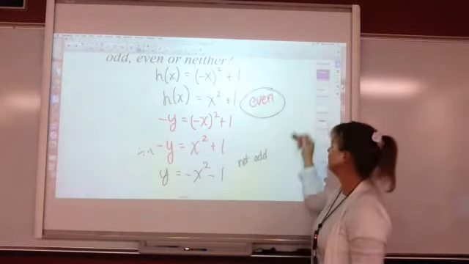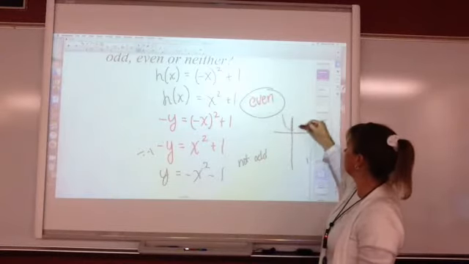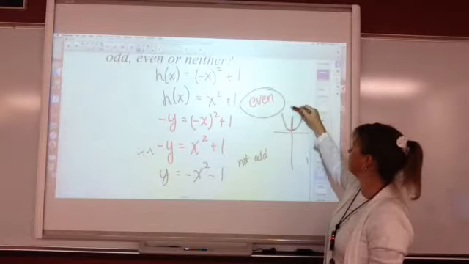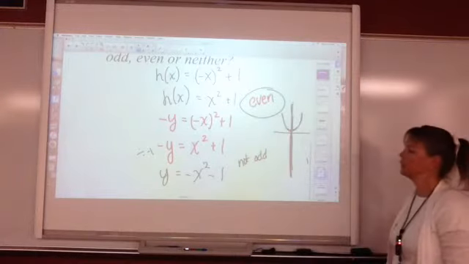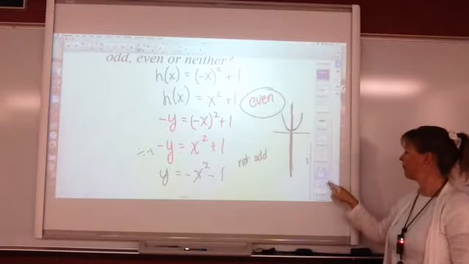Graph it, and you'll find out it's an even function, because it'll look like this, and it'll be symmetric to the y-axis. Always check your answers. Graph them, do whatever.